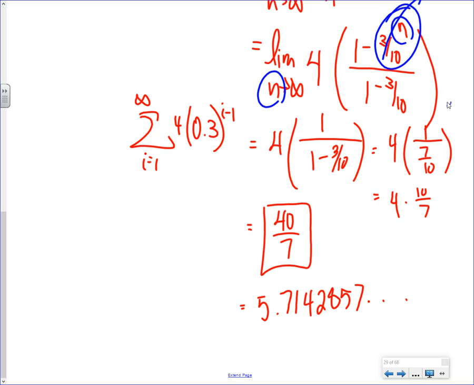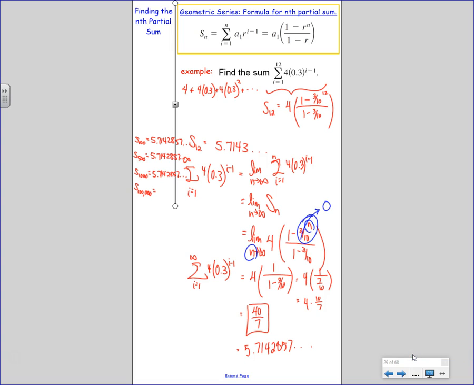But it's not off by any decimals, even down here in the 100,000th, 10,000th place. It's perfect. 40 sevenths. Now question.